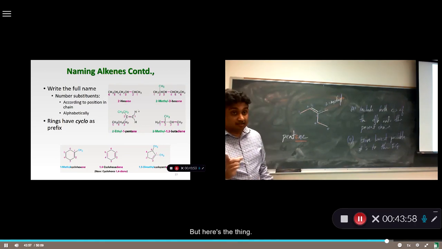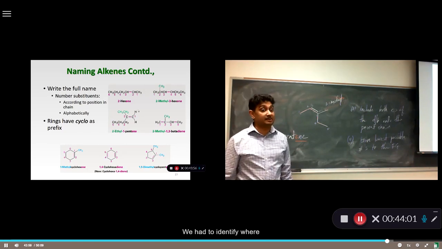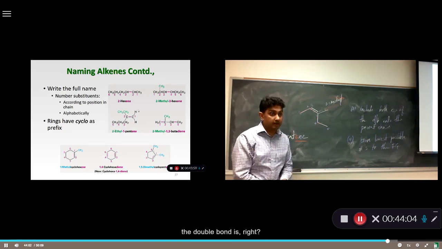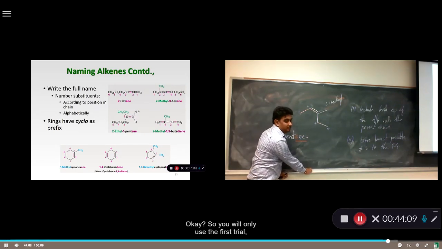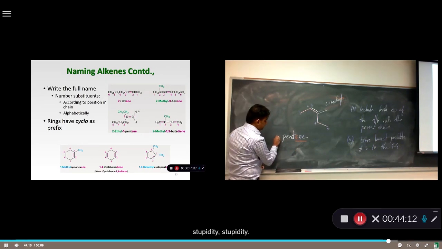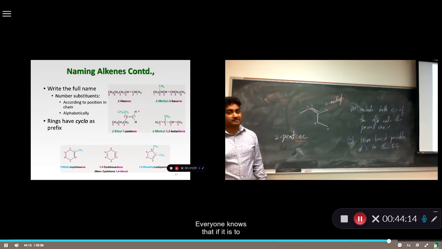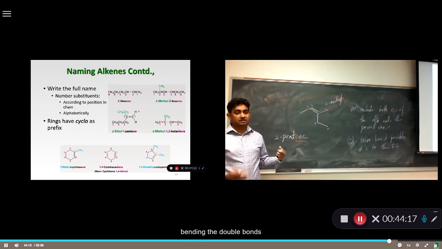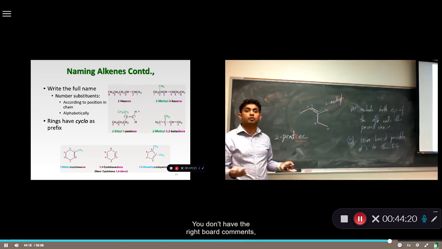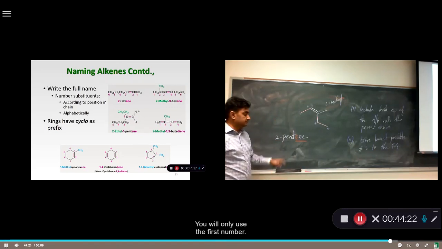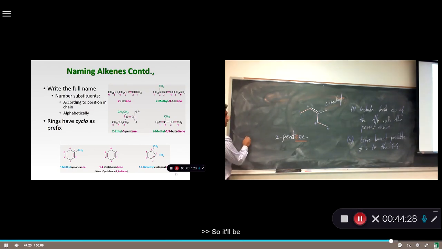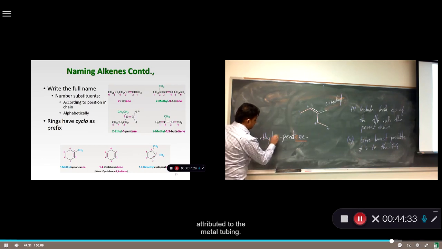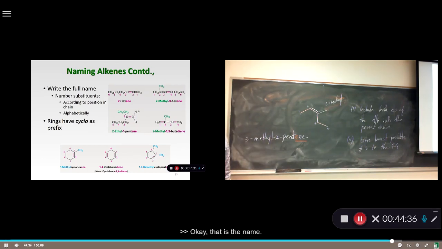But here's the thing. Now this is not just pentene. We have to identify where the double bond is, right? So the double bond is between number 2 and number 3 carbon. So you will only use the first carbon, which is number 2. So this is 2-pentene. Everyone knows that if it is 2-pentene, the double bond is between the number 2 carbon and number 3 carbon. You don't have to write both carbons. You will only use the first number. And then you have one substituent which is a methyl group on the third carbon. So it will be a 3-methyl. 3-methyl 2-pentene. That is the name.